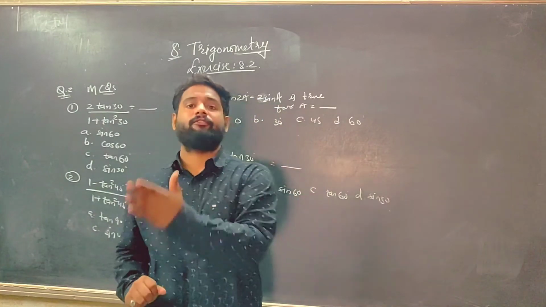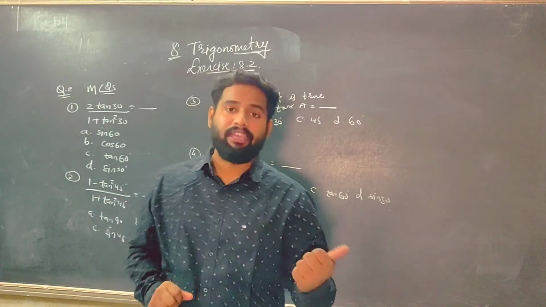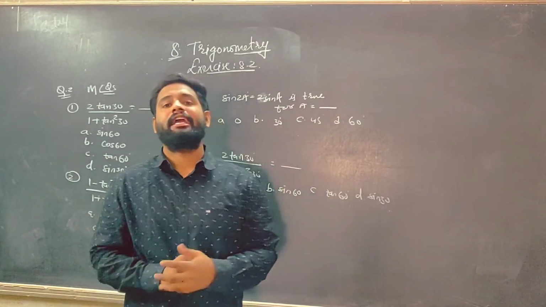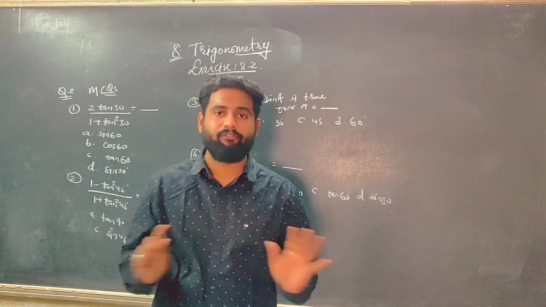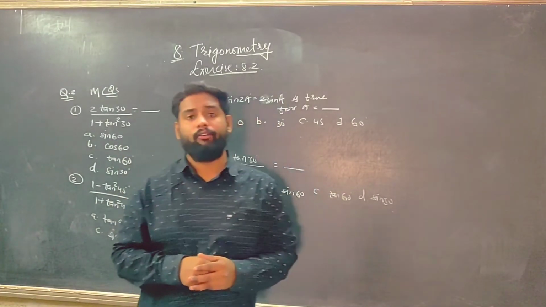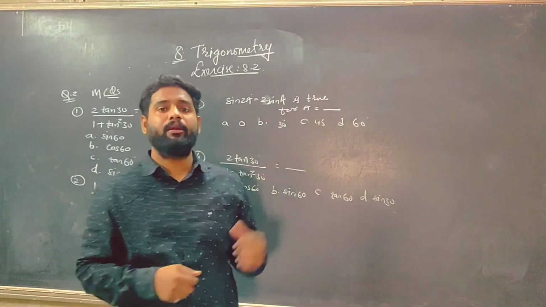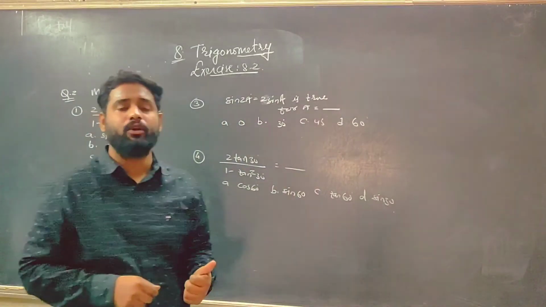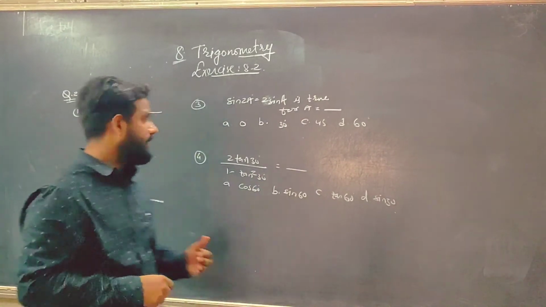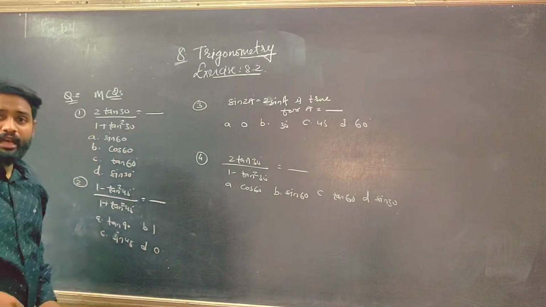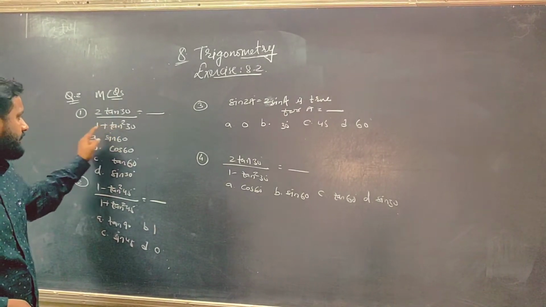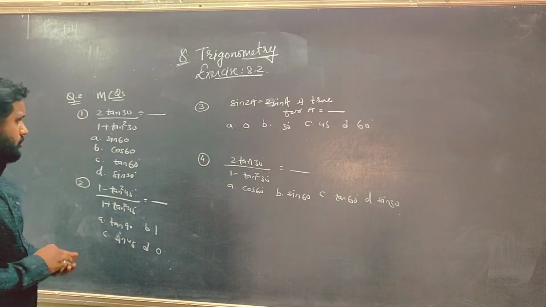Now let us proceed from this point, and we are heading towards question number 2 of 8.2 of the 8th chapter, trigonometry, where we don't have to do anything extra. You must have that table of values with you, so that you'll be able to get the answer. The second question in your NCERT textbook is an MCQ. They are asking: what is 2 tan 30 upon 1 plus tan square 30? So let us solve it.